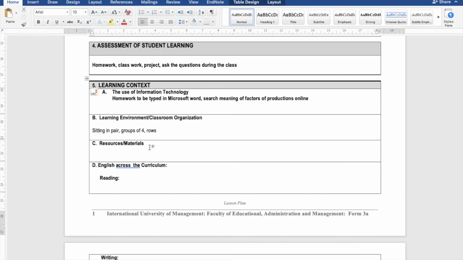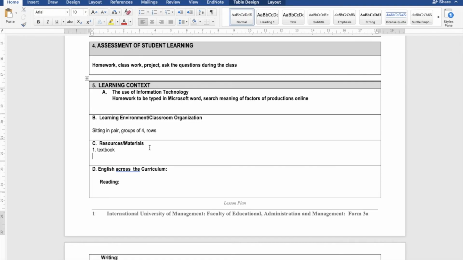Okay, remember in the syllabus they stated the prescribed textbook for each and every subject. Yes, that is a starting point, but that doesn't mean that every day we might just use a textbook. That could be one of the resources. It can be posters, because probably you are teaching factors of production: land, labor, capital. Perhaps you want to have posters on land, posters on labor and so on.